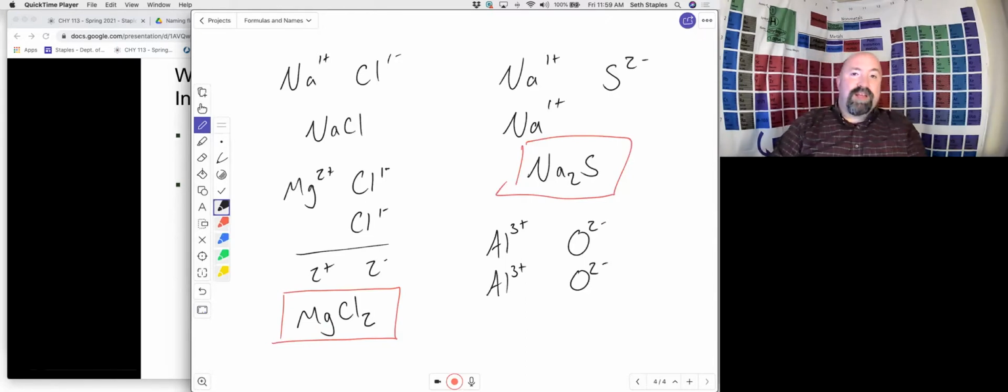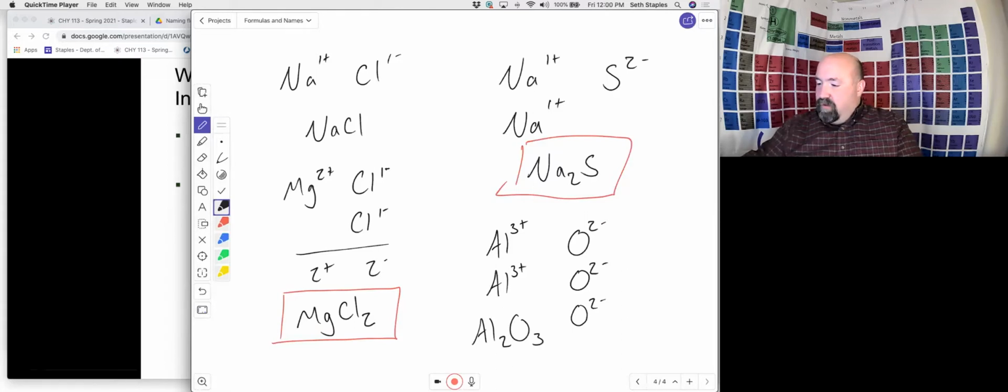Now I've got 6 pluses and 4 minuses. Still doesn't work. Add in another minus. Now I have a balance between my positive and my negative charges. I have 2 aluminums, Al2, and I have 3 oxygens for Al2O3.